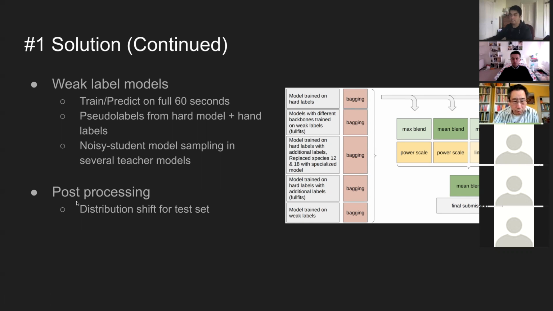And then similar to us, they figured out some post-processing. They understood there's a difference in the distribution between our training set that we had labels for and the test set that we don't have labels for, but we can probe the distribution out of it. And so they figured out that they could alter the distribution in some way and get a much higher score from that.